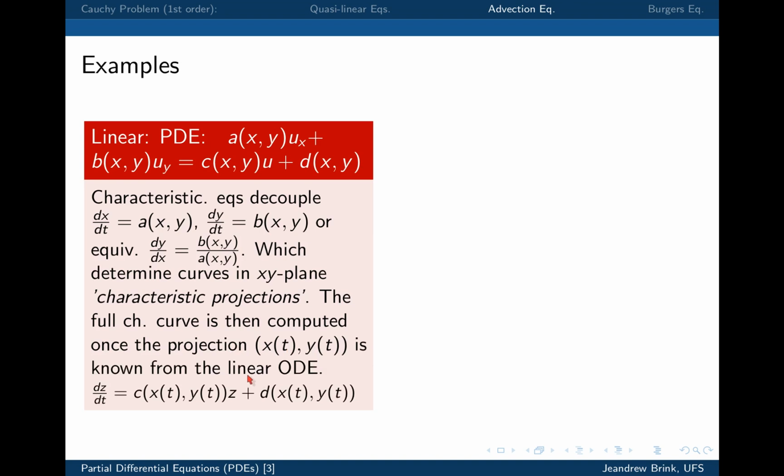So the technique, if you have a linear PDE: write down your characteristic equations, they decouple. You can either solve it directly from there, or equivalently write this down and try to solve it. It gives you lines in your xy plane. Get those lines, parameterize them, and then put them back into the characteristic equation for z, just using c of x and t, which comes from that equation, times z plus d of x and t. Solve it, and you've solved your problem.